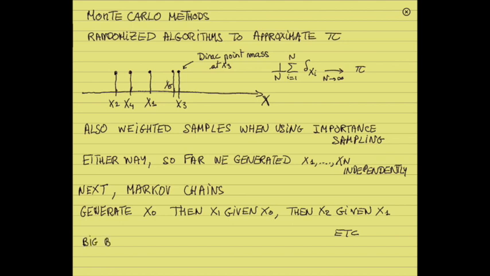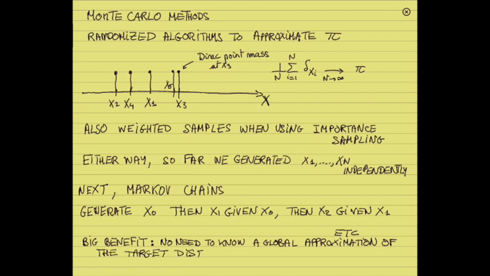So the big benefit of Markov chain methods for Monte Carlo, for the approximation of probability distributions, is that we will not need to know a global approximation of the target pi. Remember, in rejection sampling and importance sampling, we needed an approximation Q of pi that was a good approximation of the whole target as a whole, right, of the entire distribution. Well, here with Markov chain Monte Carlo, we will not need such approximations.